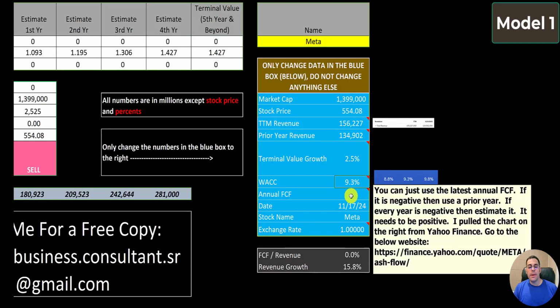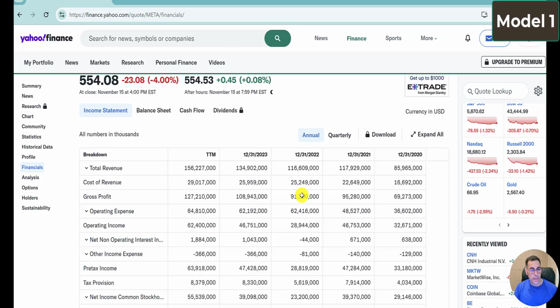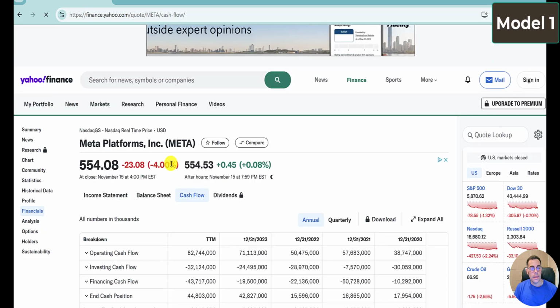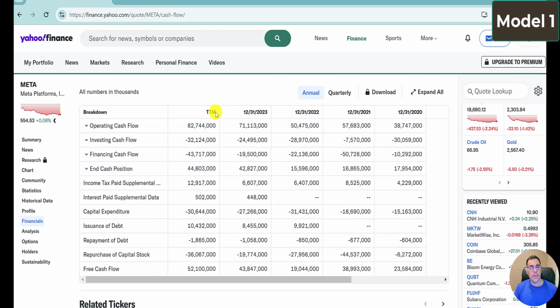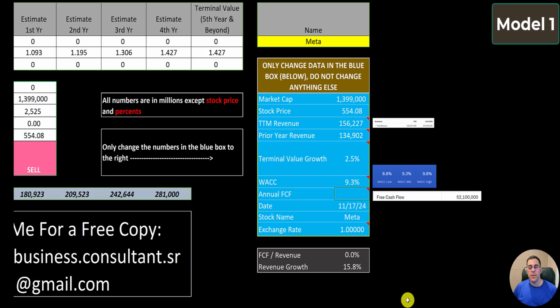And the last input is annual free cash flow. You can go to any website. I'm going to Yahoo Finance. We're at the financial section. I'm going to click on cash flow and scroll down. I'll take the trailing 12-month free cash flow, 52.1 billion. So the annual free cash flow is 52.1 billion.